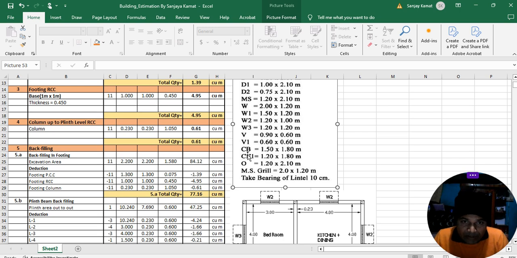And this is for chhaja, 1.50 by 1.80, and this is for another chhaja, 1.20 by 1.80 meter. And this is the grill, main steel of grill, which will be of dimension 2 meter by 1.20 meter. And similarly take bearing of lintel, which will be kept at the top of the slab. This is 10 centimeter, which we have assumed.